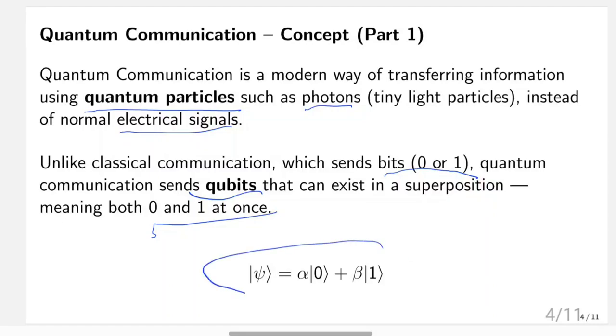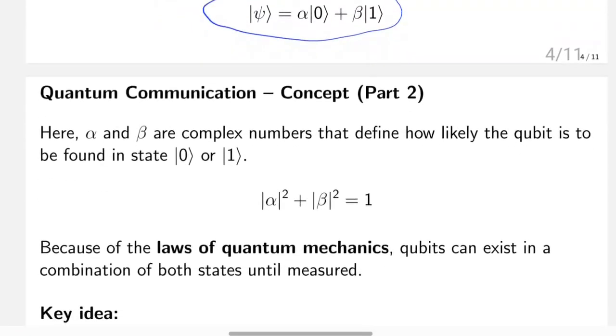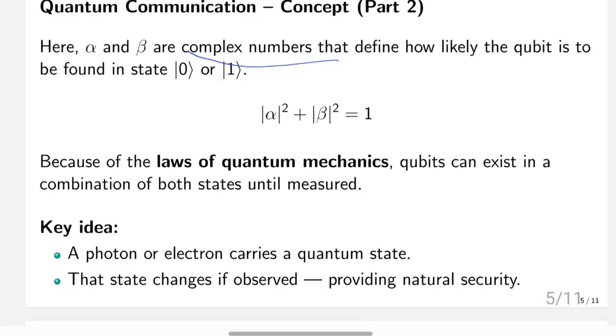The superposition is written as ket psi equals alpha ket 0 plus beta ket 1, where alpha and beta are complex numbers. Alpha and beta show the probabilities of the qubit being 0 or 1. Together they should satisfy mod alpha squared plus mod beta squared equals 1. That is normalization.